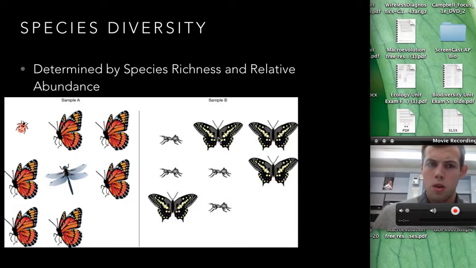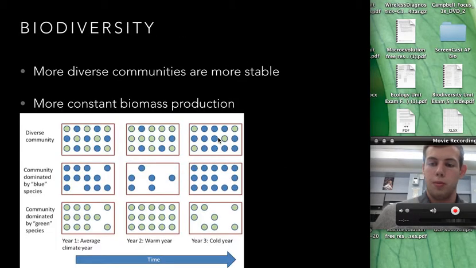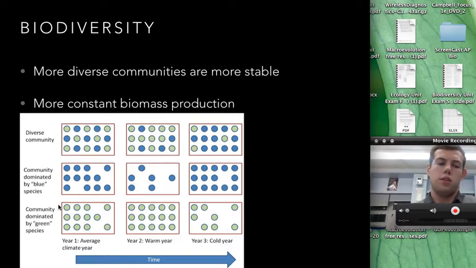The reason that biodiversity is important, the reason that we care about species diversity, has to do with stability. More diverse communities are more stable. Let's take a look at this diagram down here. In this diagram we have 3 communities. We have a diverse community, a community that is dominated by blue species, and a community that is dominated by green species.